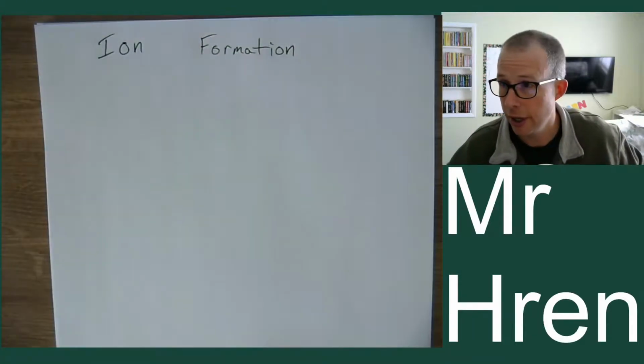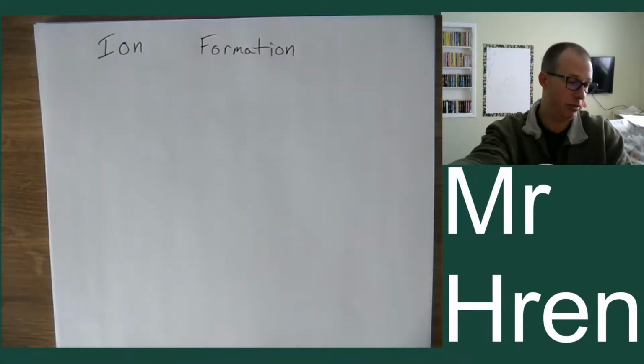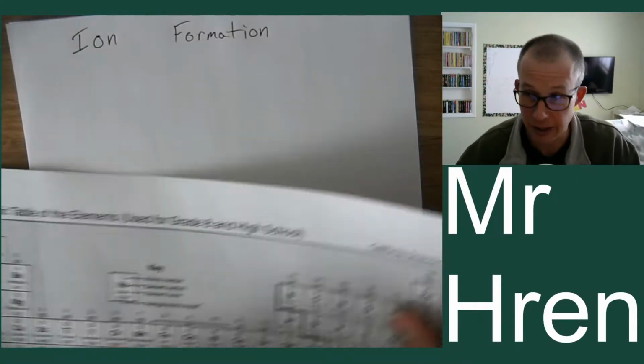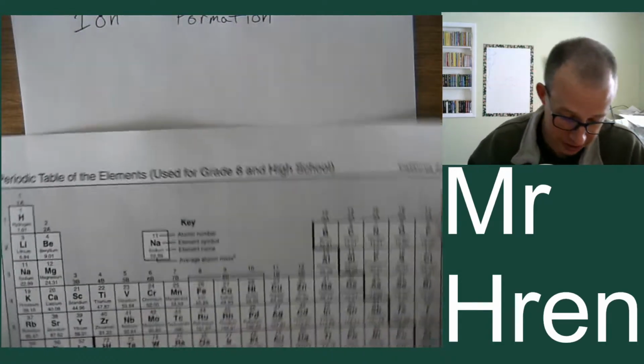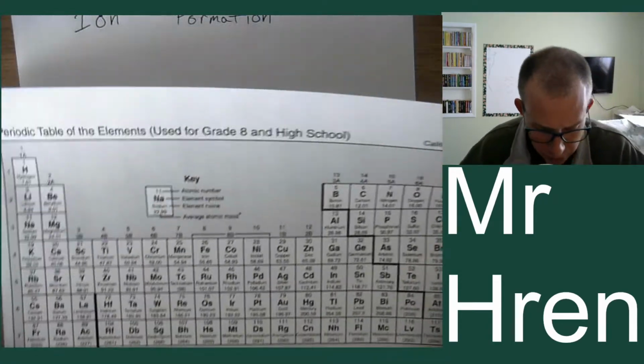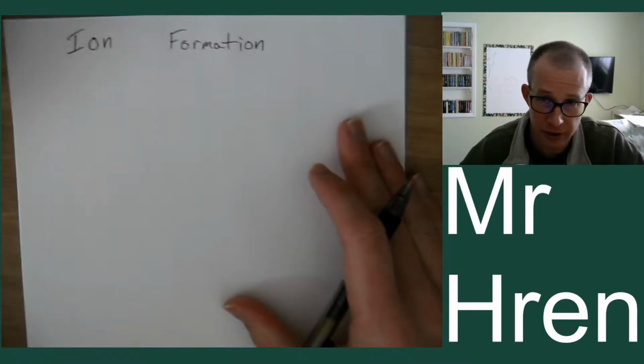Alright, so we are going to talk about ion formation now, which just sounds so boring when you say it like that, doesn't it? It's really not that bad though. It's actually really simple. So basically, things form ions to fill their octets.